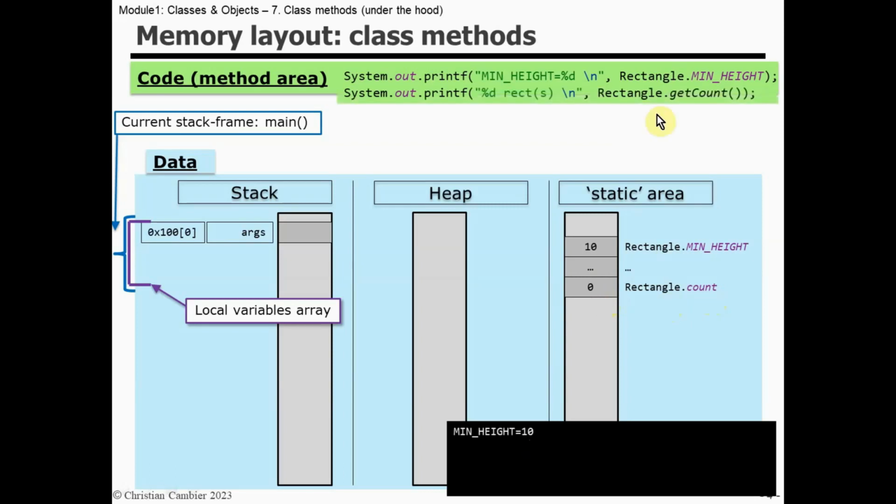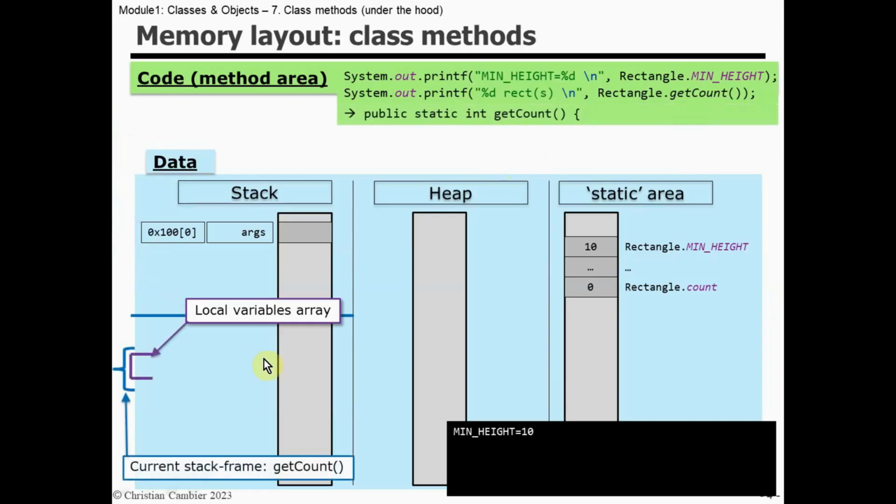For the next printf, the getCount method must be invoked first. Now, this is our static method. What does the invocation look like? As it is a method, as with any other methods that we've seen so far, instance methods, a stack frame will be allocated. So the invocation takes place, new stack frame is allocated, and unlike with instance methods, no this pointer will be allocated, since we are not using any object reference.